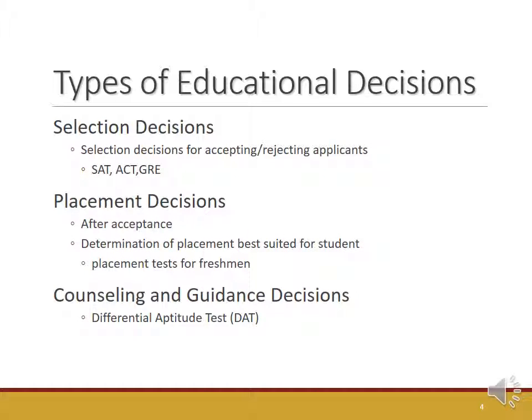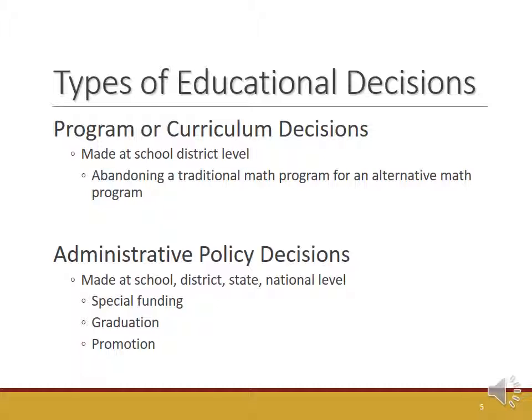So then we have the selection decisions and the placement decisions and the counseling decisions, and those are all a lot of using test scores and also teacher feedback to make some sort of placement or allow someone into a group. That's kind of following the theme again on program and administration decisions, where we're looking at the promotion and graduation of the students.